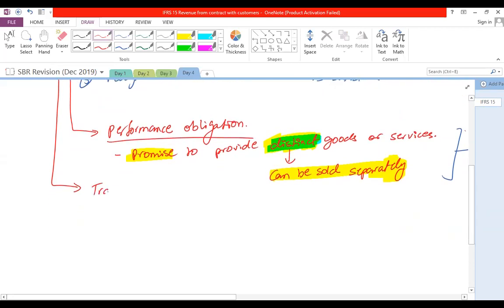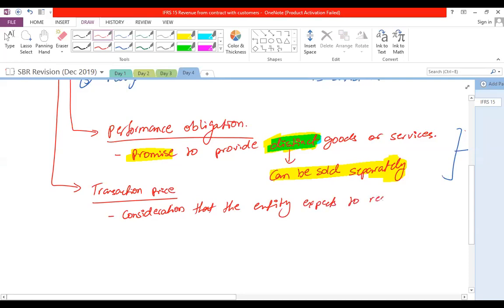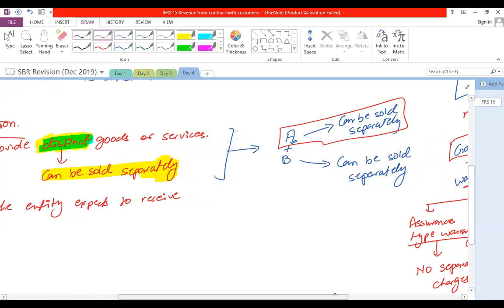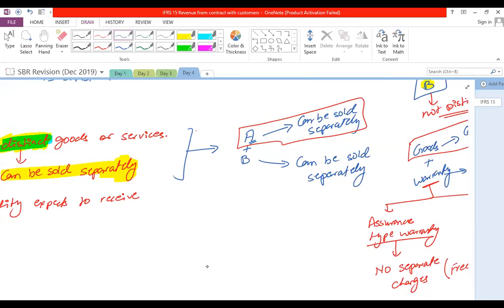When we say transaction price, what exactly is the transaction price? This means the consideration that the entity expects to receive. Transaction price is the consideration that the entity expects to receive. Now let's say we talk about the sale or return basis.